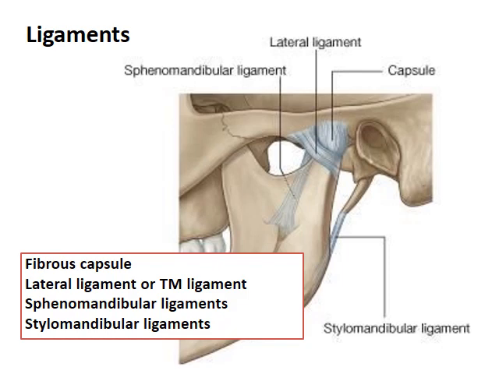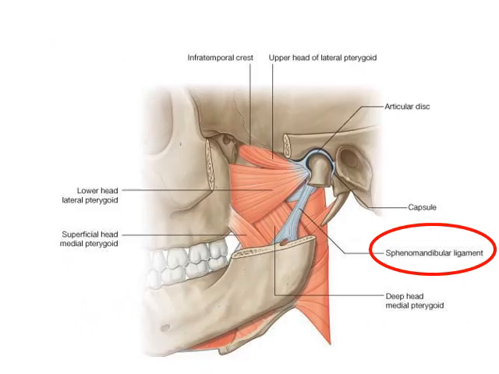Okay, when the ligament is attached from the sphenoid bone to the mandible, we call it sphenomandibular ligament, and when ligament is attached from the styloid process to the mandible, we call it stylomandibular ligament. So this is clear. So these all are lateral ligament, and there is a fibrous capsule. So there are three things: lateral ligament, sphenomandibular ligament and stylomandibular ligament. So you can see over here I have rounded off what is sphenomandibular ligament.